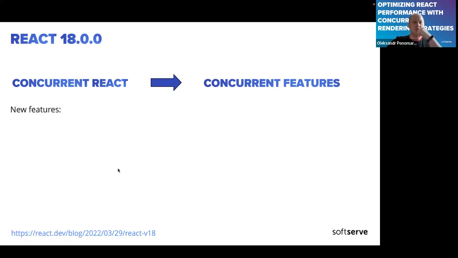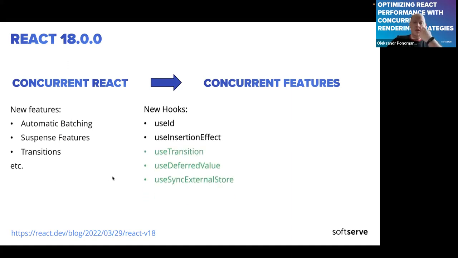What other new features were released in React 18? It's automatic batching. It's really cool. Suspense feature, and it's another thing which is connected with concurrent React. Transitions. It's something that represents concurrent features and other features. And also React 18 presented new hooks, like useId, useInsertionEffect, and most interesting for us are the concurrent feature hooks: useTransition, useDeferredValue, and useSyncExternalStore.